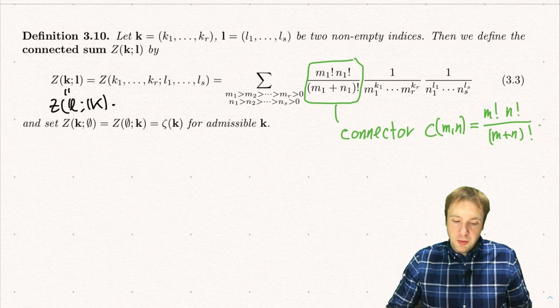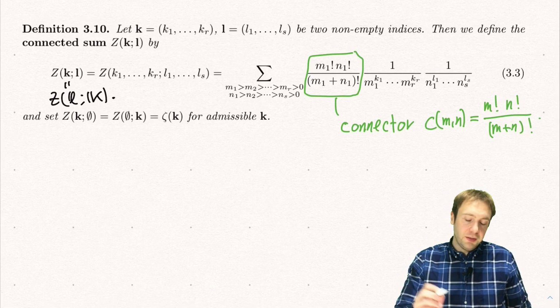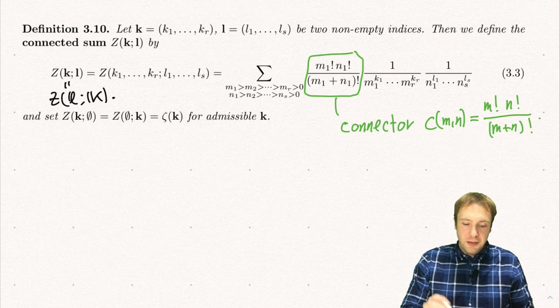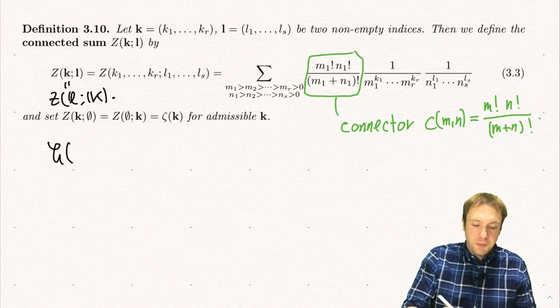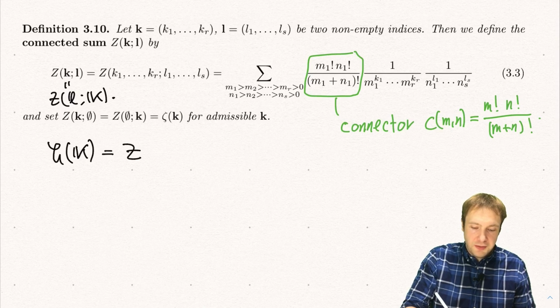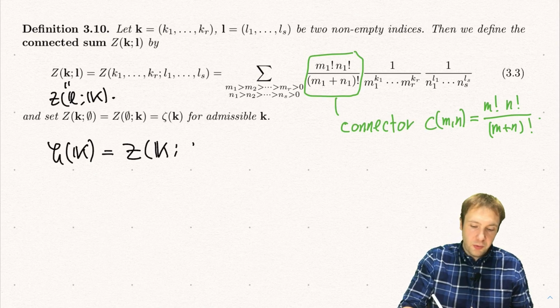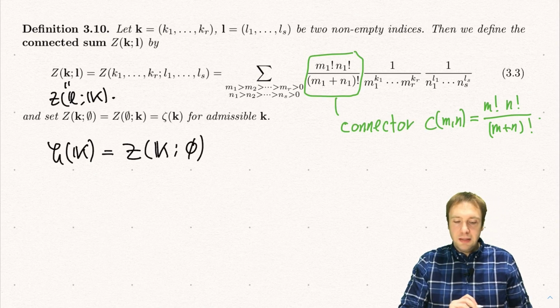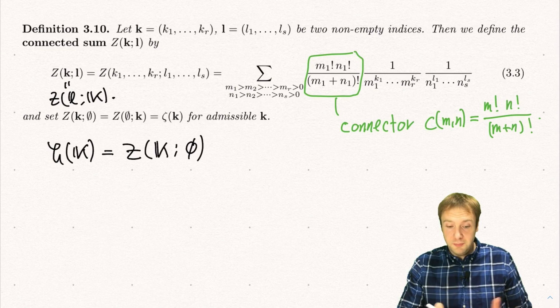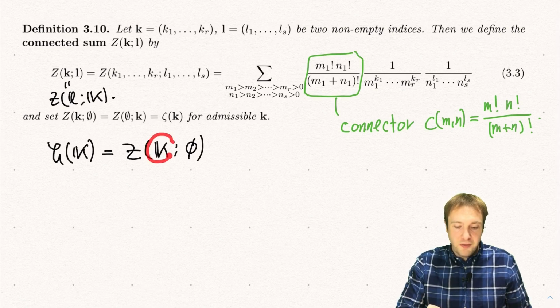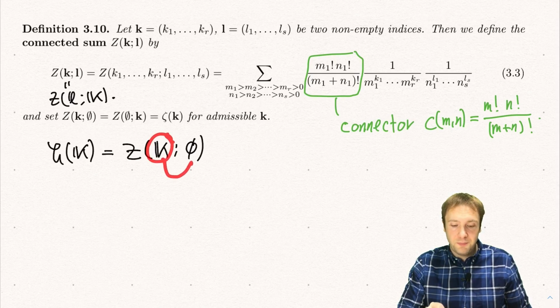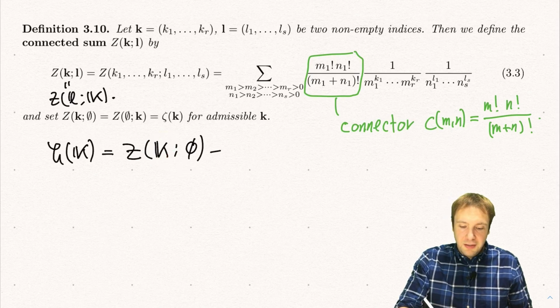Okay, and why do we do this? The idea is that we will start with some zeta value, zeta(k), which by definition is Z, the connected sum where we put the index on the left and have an empty index on the right. And then we will show that these satisfy so-called transport relations. So what we want to do is transport the index from the left-hand side to the right-hand side. There will be some steps in between.